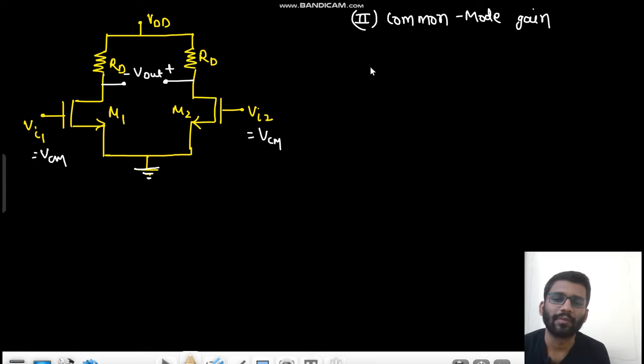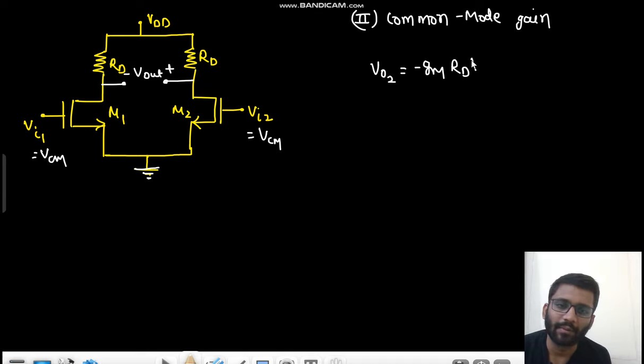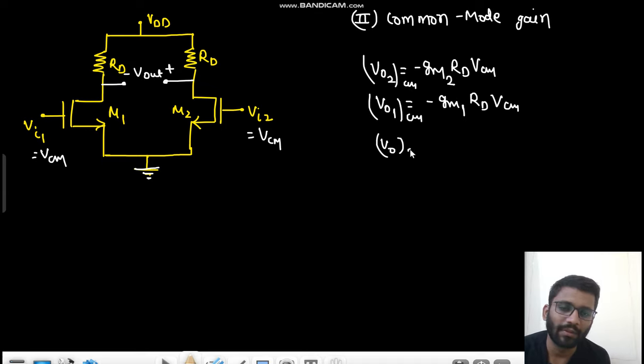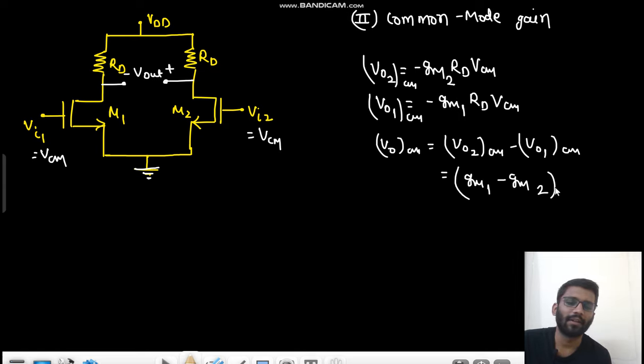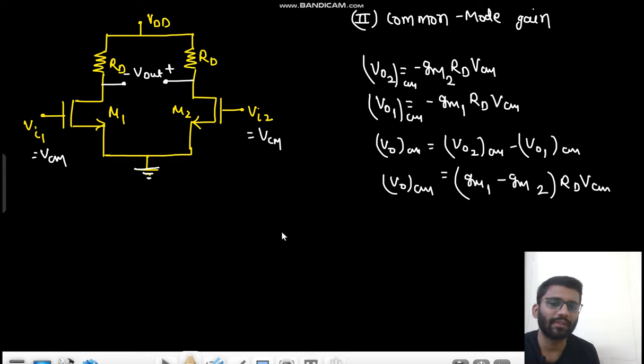VCM. So your V02 would be minus GM2 RD into VCM, and your V01 would be minus GM1 RD into VCM. This is the common mode output. The common mode differential output is V0 CM minus V0 1 CM, that would be (GM1 minus GM2) into RD into VCM. This is V0 CM. So what is your common mode gain now?